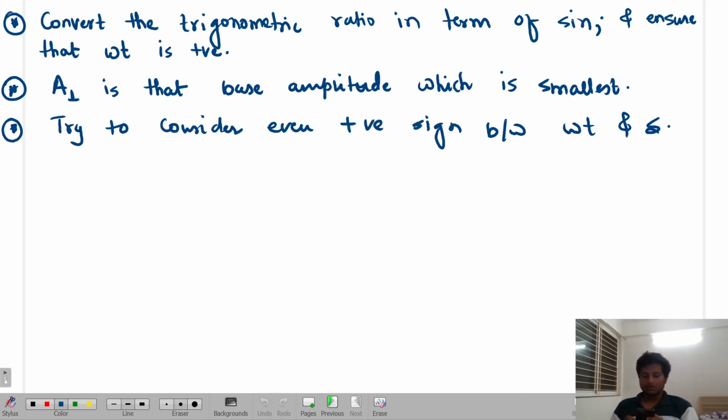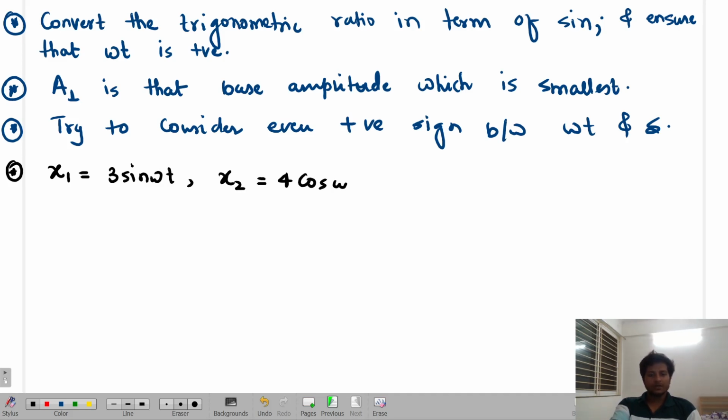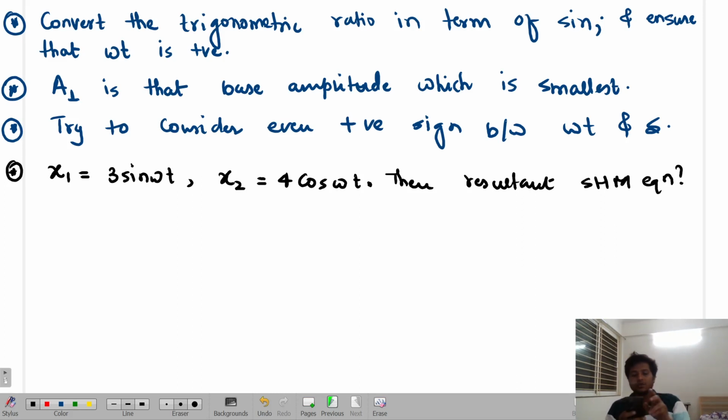Okay. So the first question is, let's suppose at a point P, two SHMs are superimposing. One SHM is given as x1 equal to 3 sine omega t, and another SHM is 4 cos omega t. Then find the resultant SHM equation. Do it fast.